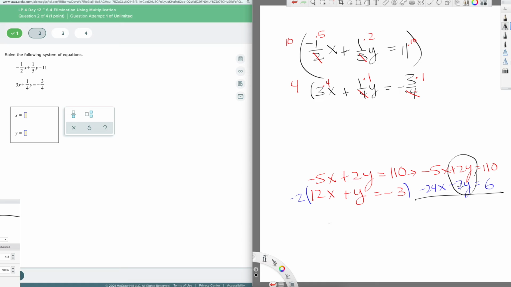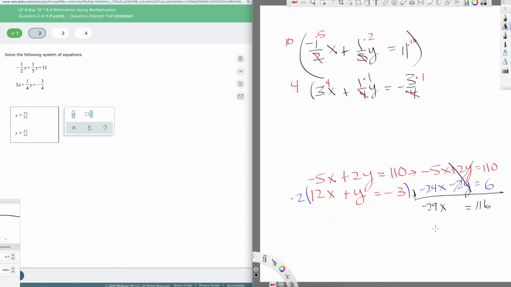This is where the elimination part comes in. I can add straight down. I have negative 5 plus negative 24. I already have 5 negative, I'm going 24 more negative. So that's negative 29x. 2y minus 2y cancels out. That eliminates. Equals 110 plus 6, which is 116.